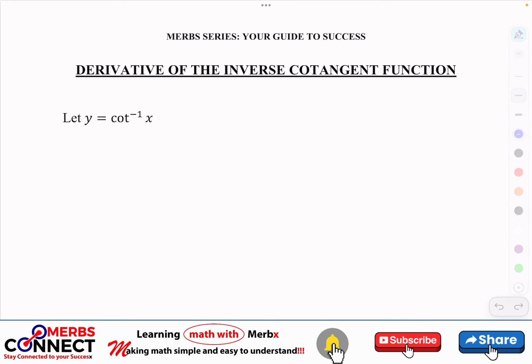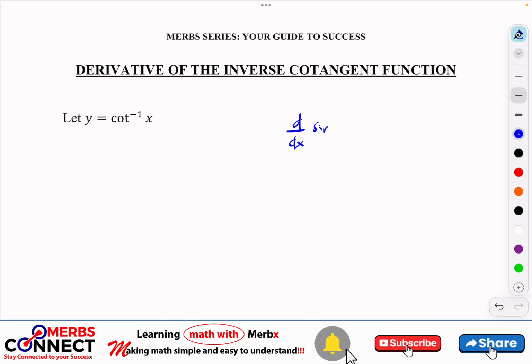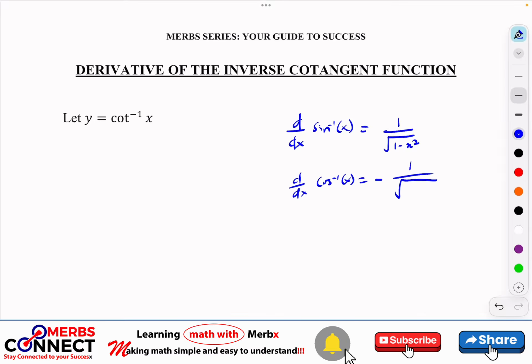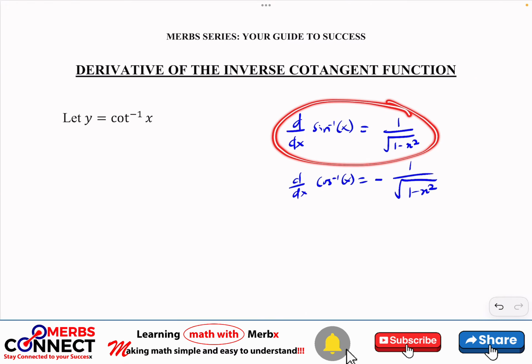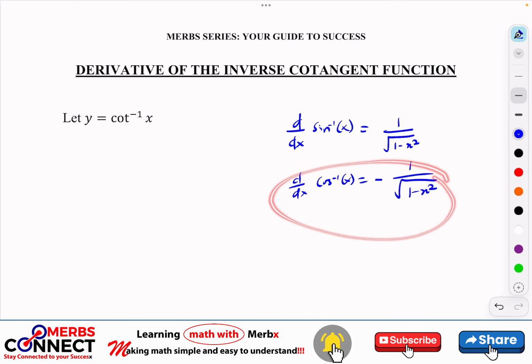So remember that when we differentiated sine inverse, it was given as 1 over the square root of 1 minus x squared. And then when we did cos inverse of x, it was just the minus of the sine inverse derivative. So the trick here is, if I know this, then this becomes what? Bonus. The same thing for tangent and cotangent.